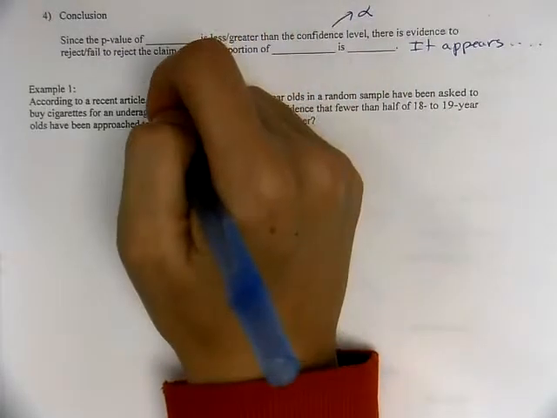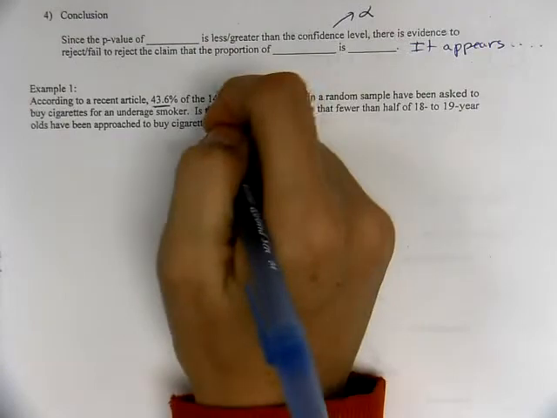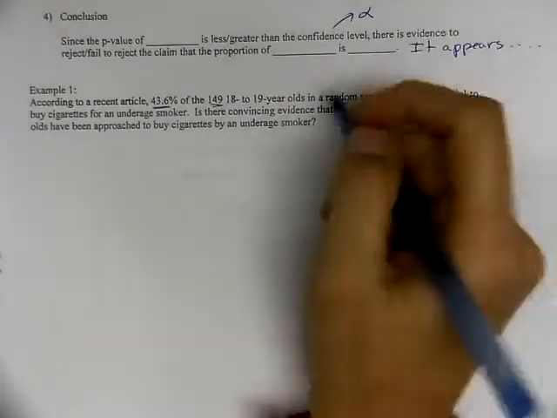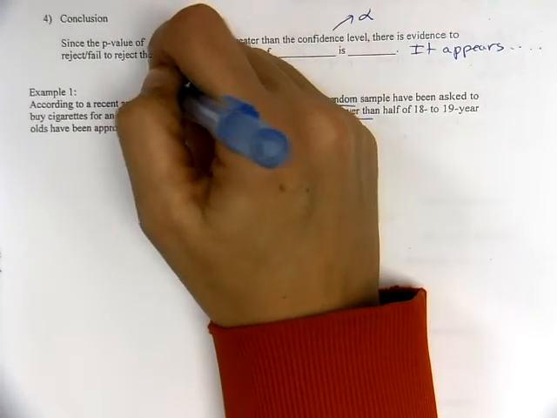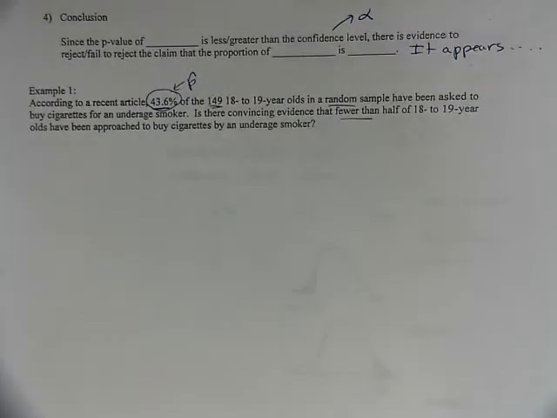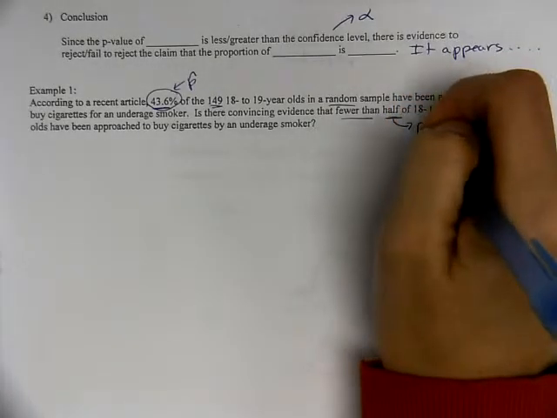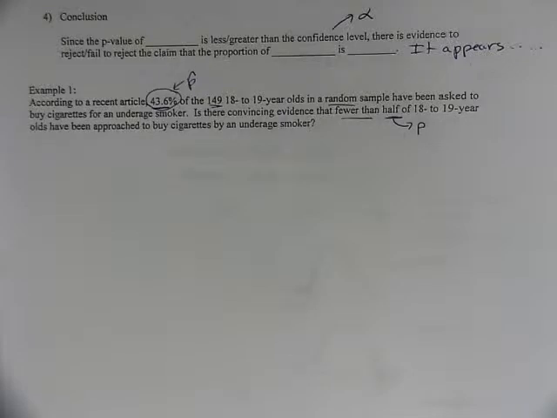According to a recent article, 43.6% of the 149 18 to 19-year-olds in a random sample have been asked to buy cigarettes for an underage smoker. Is there convincing evidence that fewer than half of the 18 to 19-year-olds have been approached to buy cigarettes by an underage smoker? So, this 43.6 is your p hat. The half part, this is your p. Fewer than half. So you got to make sure that you understand when you're doing these that you have two different proportions.